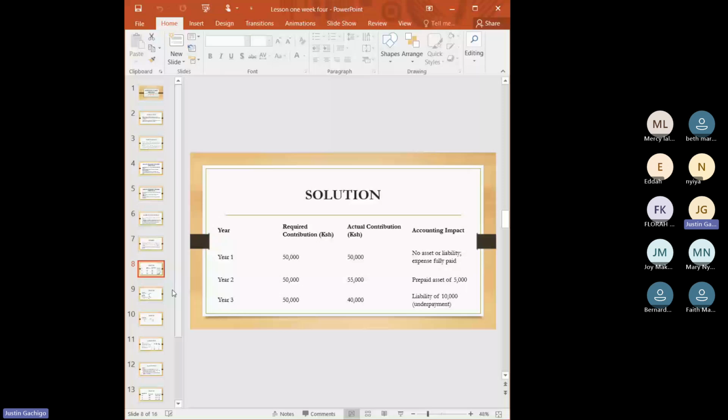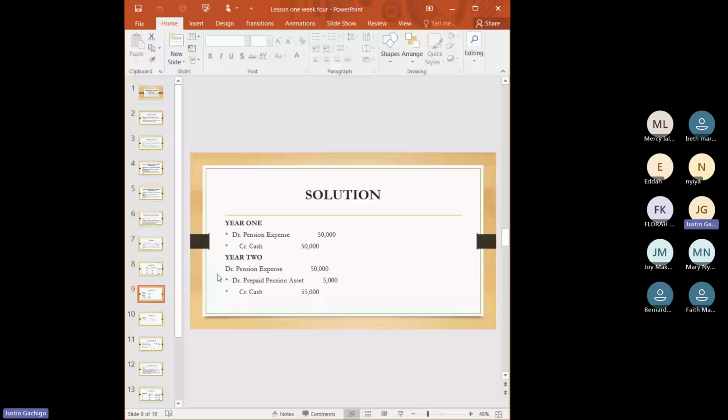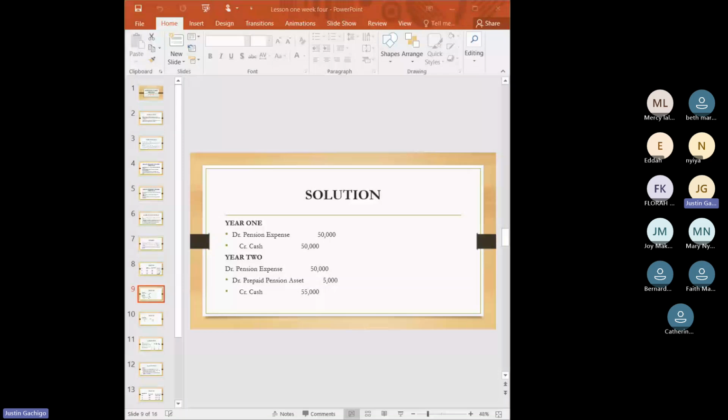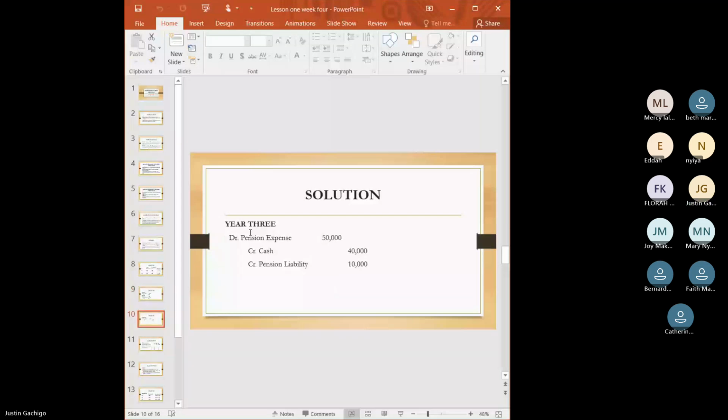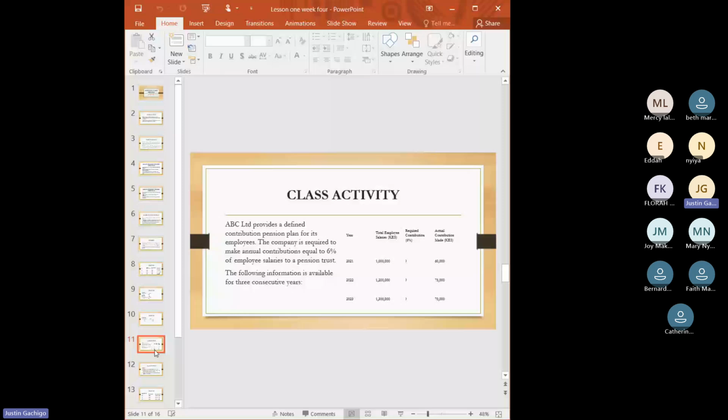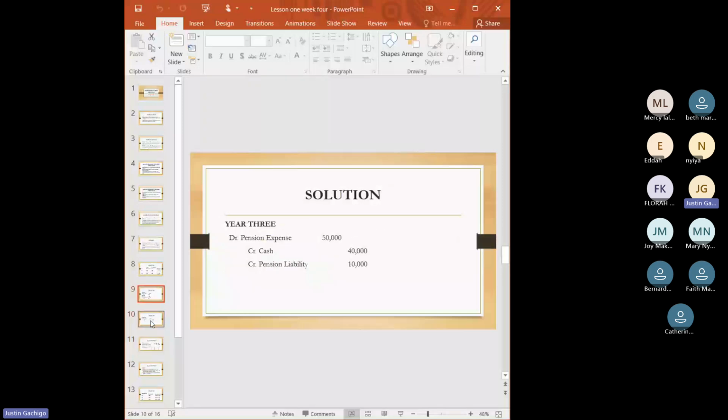So if you have to pass entries, in year one, you are going to debit pension expenses because it is fully paid, and credit cash. That is what you are going to do in year one. In year two, we debit pension expenses 50,000. We debit prepaid expenses 5,000. So this prepaid is the one that we have overpaid. Then the cash is 55,000 because that is the amount that we paid. In year three, we will debit the pension expense 50,000. The amount that we paid was 40,000, and then there was a liability that we have not paid of 10,000. So that is how we do the accounting for pension.